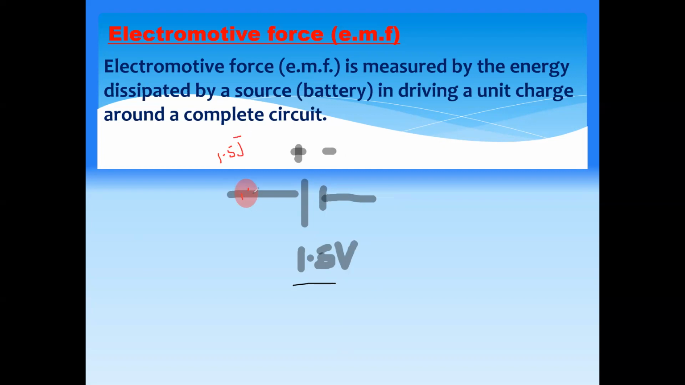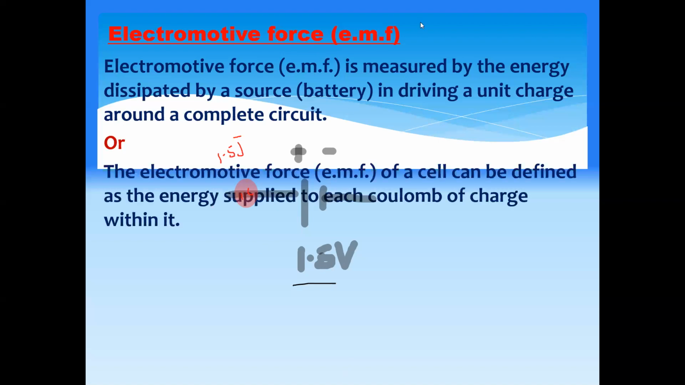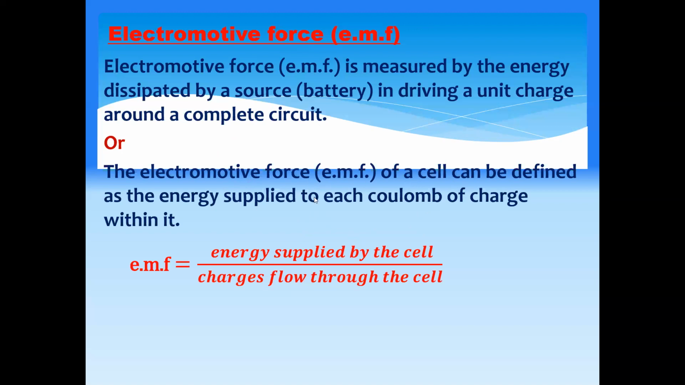So how much energy is carried by 1 coulomb of a charge, that refers to electromotive force, or the work done on unit charge to move the charge around the circuit. When chemical energy changes to electrical energy, we call that EMF or electromotive force. Or electromotive force of a cell can be defined as energy supplied to each coulomb of a charge within it. And to calculate EMF, energy supplied by the cell divided by the number of the charges which will flow through, we can find EMF.